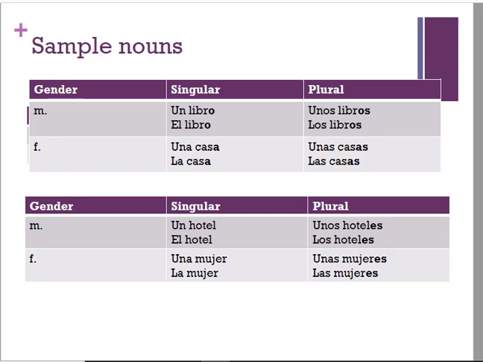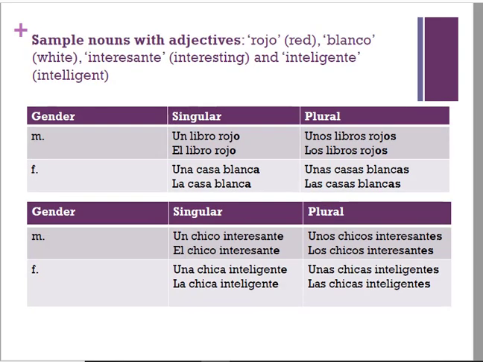Sample nouns. Un libro, unos libros, el libro, los libros. Una casa, unas casas, la casa, las casas. Un hotel, unos hoteles, el hotel, los hoteles. Una mujer, unas mujeres, la mujer, las mujeres.